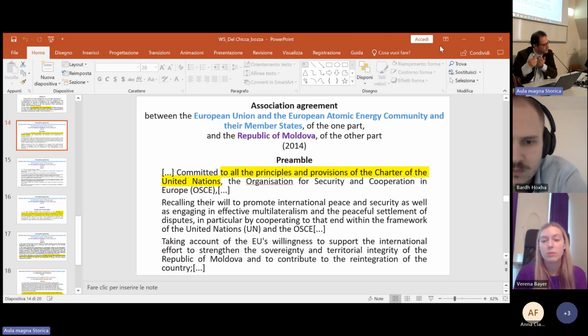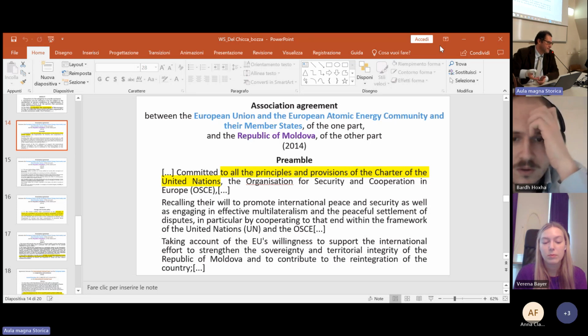Instead, in the trade agreement, the recalling is not so explicit. Why? The reason is quite obvious, because it's a way for the European Union to say to the candidate states, okay, you want to become a member state of the European Union, but you have to respect the principles and provisions of the Charter of the United Nations. It's explicit in this way.